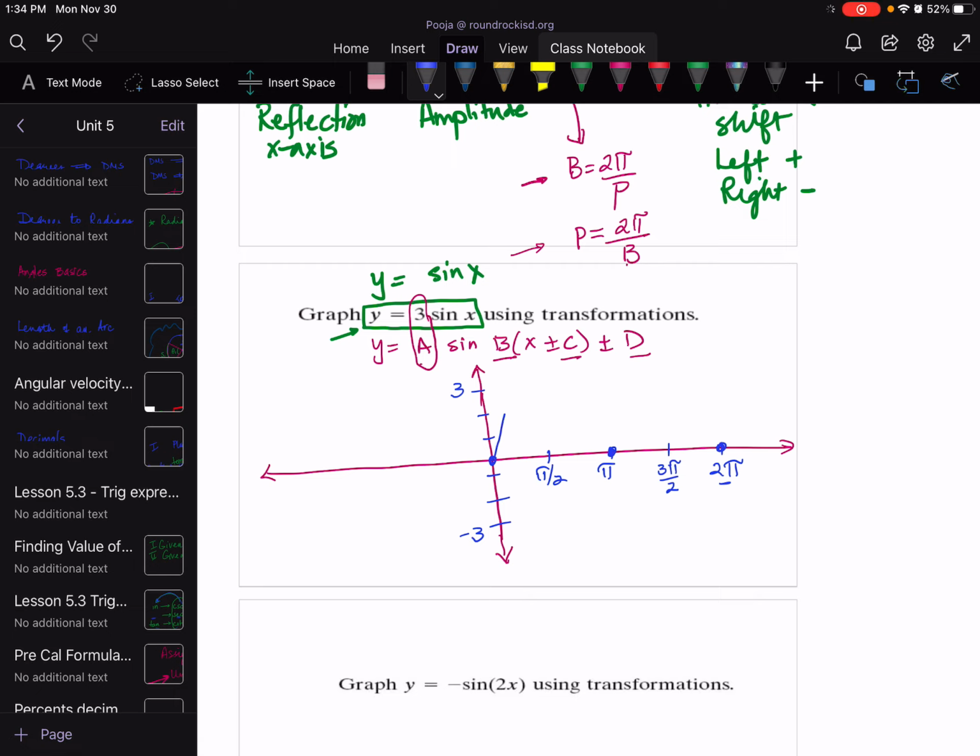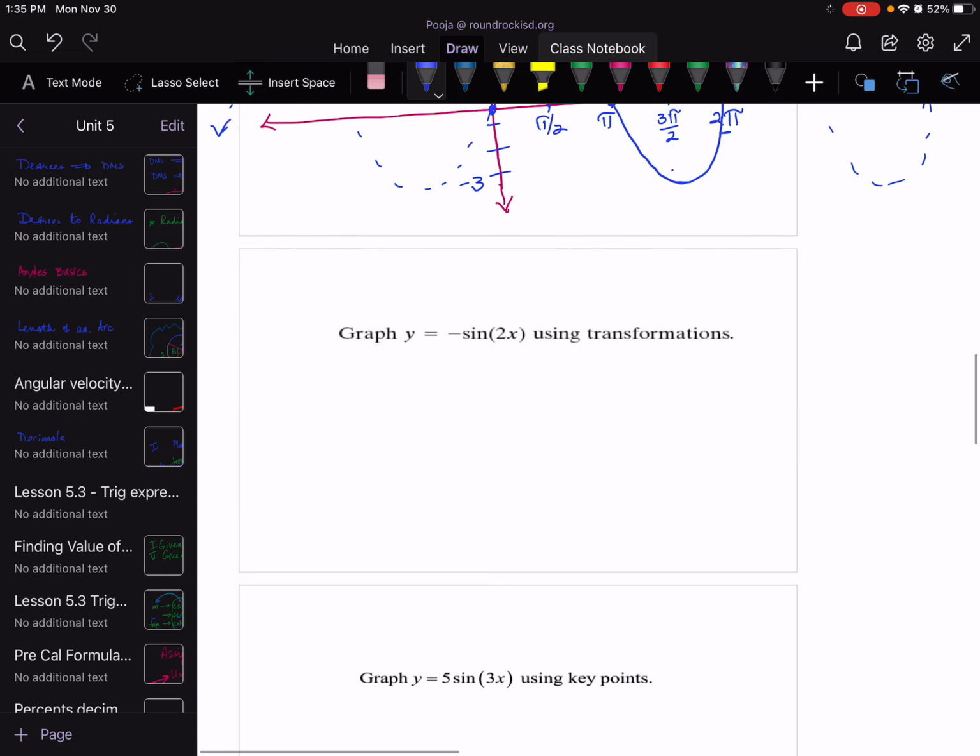All I have to do is make this go up to 3 at that half mark, bring it back to 0, then make it go down to negative 3, and then bring it back to 0 at 2 pi. Okay, so there's no vertical stretch or shrink involved because B did not change. Of course, this will then continue forever in both directions. That's why I highlight one cycle.